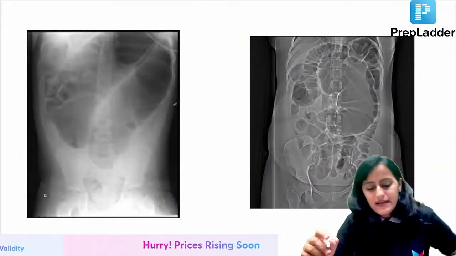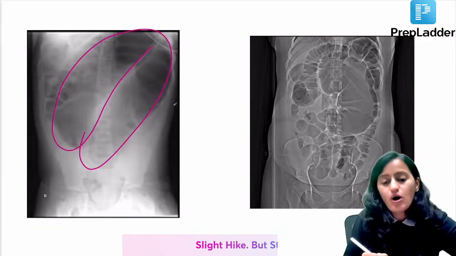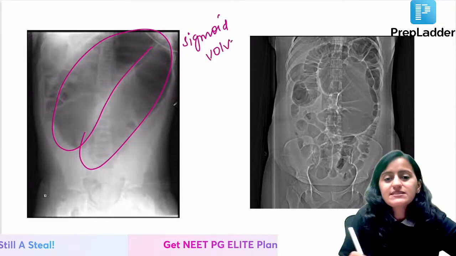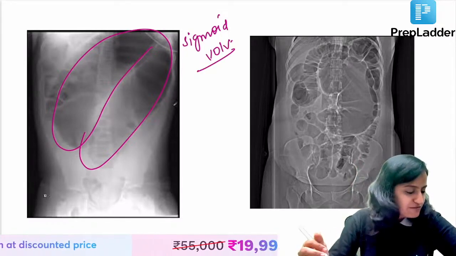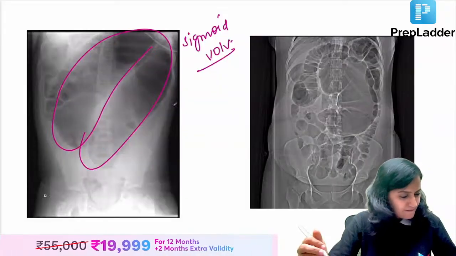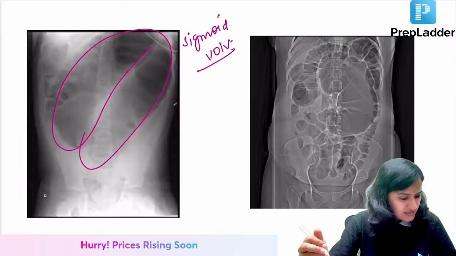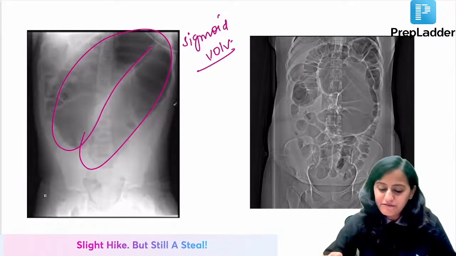Okay. Next one. What are you seeing here? The classical coffee bean sign which is seen in sigmoid volvulus. The coffee bean sign in sigmoid volvulus. How do you differentiate it? Yes, very good. Paradoxical aciduria, erythromycin mein ho sakta hai. How do you differentiate from this one?